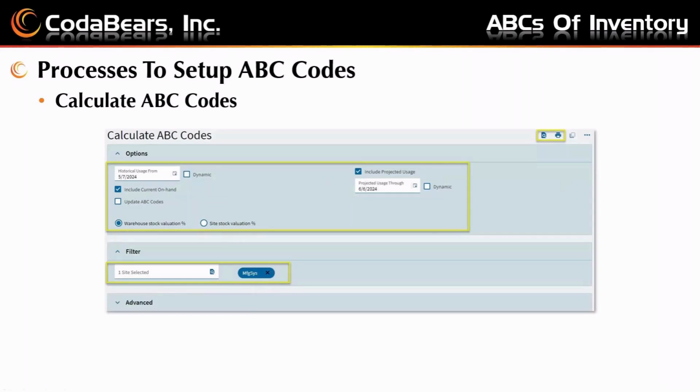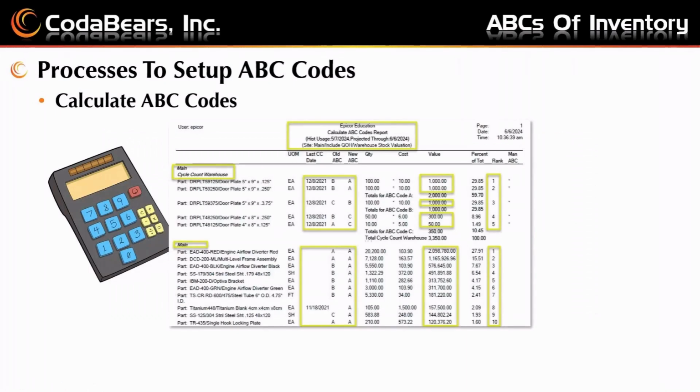actually assigned to parts. So this is an example of the report that was run with the selections shown on the previous slide. At the top, you can see the criteria for the report. It was one site that used warehouse stock valuation and included the quantity on hand. And we said history usage through 5/7 and projected through 6/6. The report is only for the main site, but then groups by each warehouse within the site.